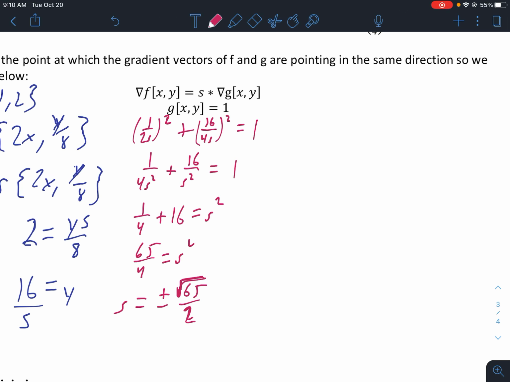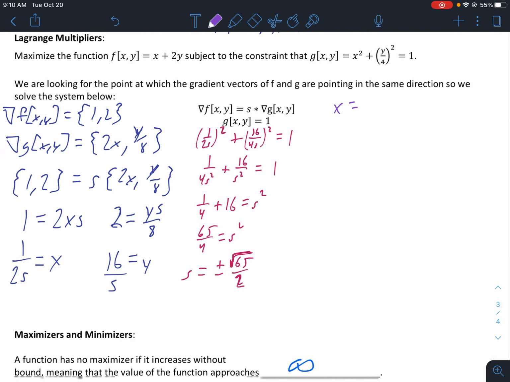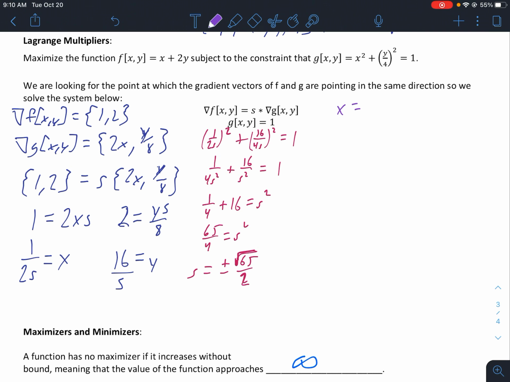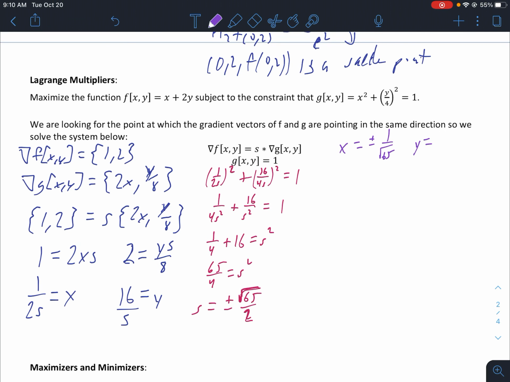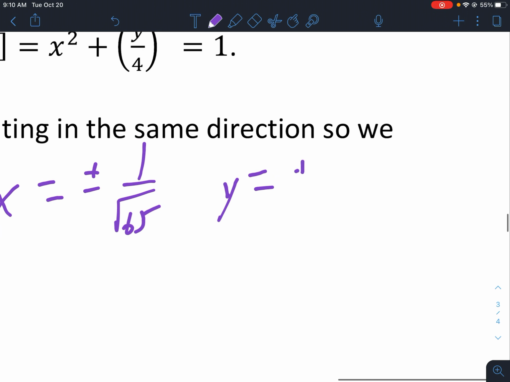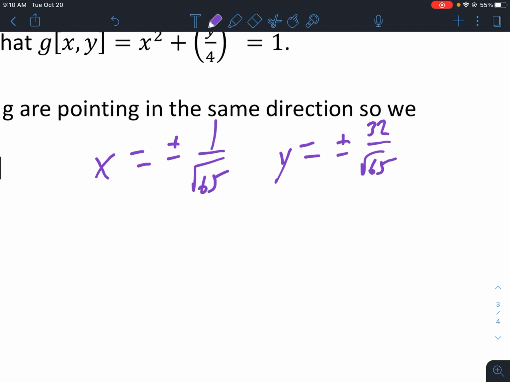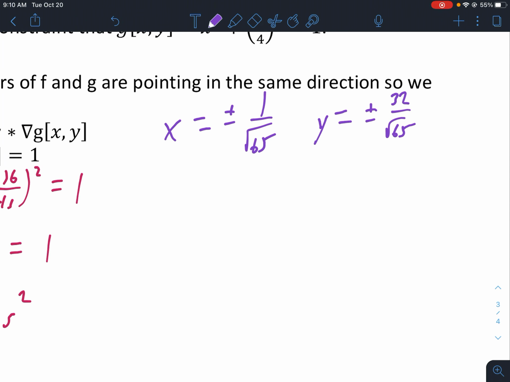Now we can take those two possibilities for s and put them back into x and y. So x is going to be 1 over 2 times plus or minus root 65 over 2, which is just plus or minus 1 over root 65. And then y will be 16 over plus or minus root 65 over 2, which we can simplify down to plus or minus 32 over root 65. At that point, we just have to put those points in and see what we get back.